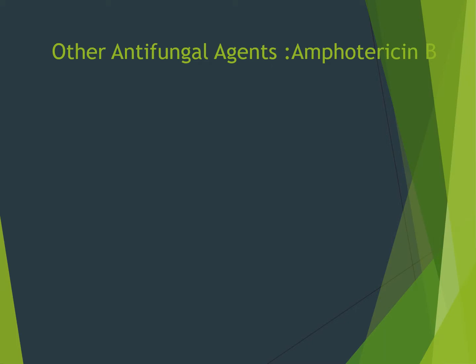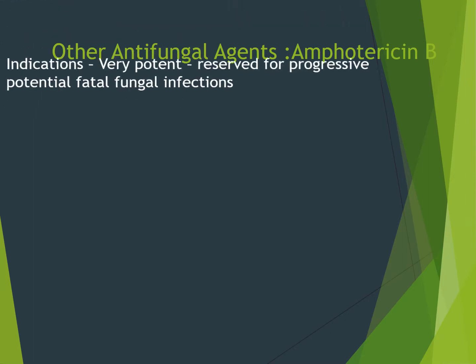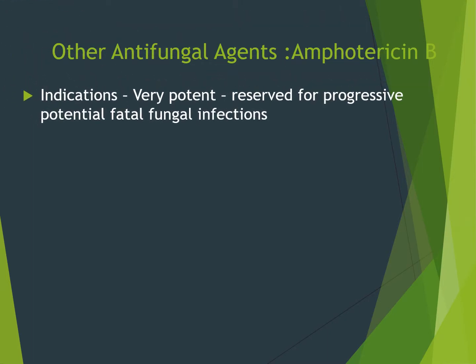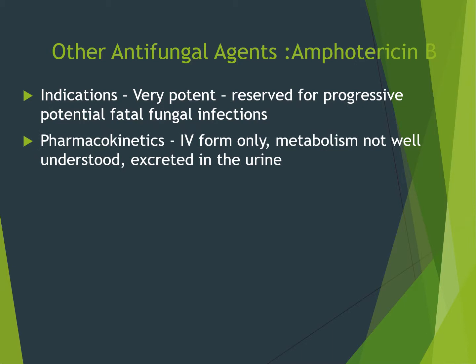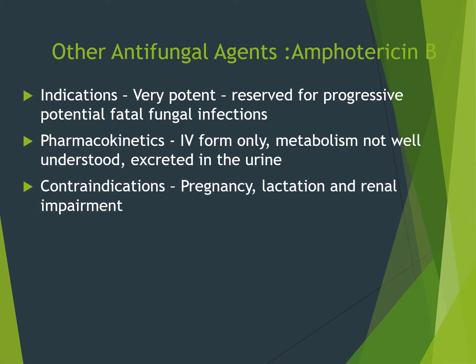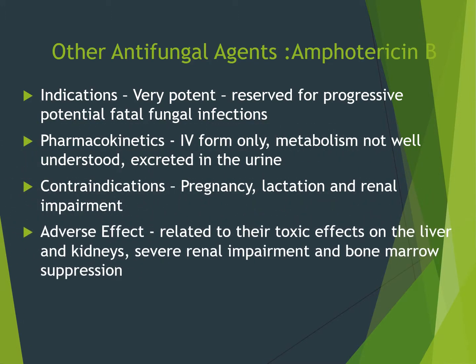Amphotericin B is another antifungal. It is very potent, and it's reserved for the progressive, potentially fatal fungal infections. It is used in the IV form only and excreted through the urine. It's contraindicated in pregnancy, lactation, and renal impairment. And adverse effects are related to the toxic effects to the liver and the kidneys. You could see severe renal impairment and bone marrow suppression.